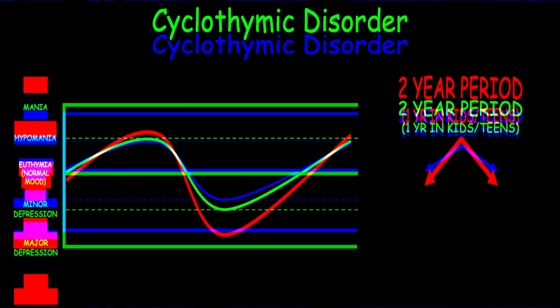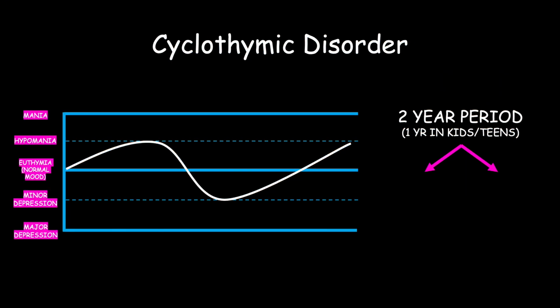Criterion B notes that in the 2-year period in adults, or the 1-year period in children and adolescents, the hypomanic and depressive periods have been present for at least half of the time, and the individual has not been without the symptoms for more than 2 months at a time.